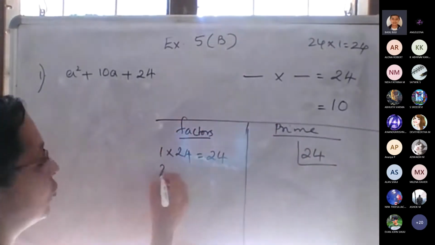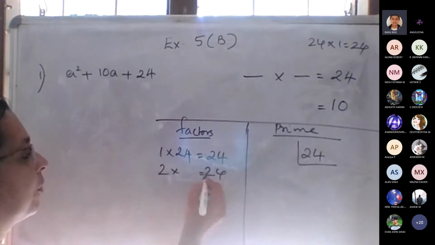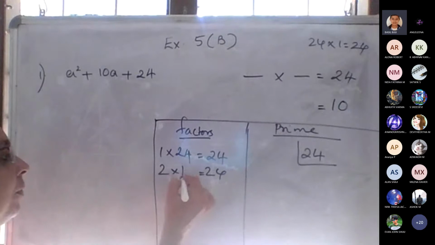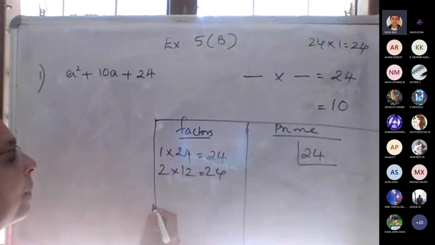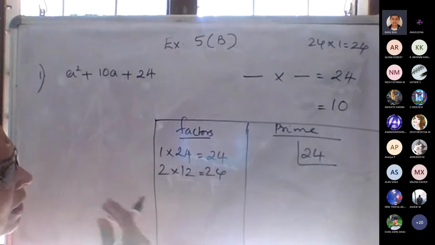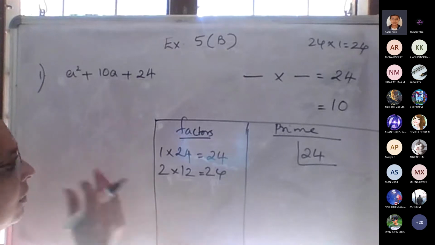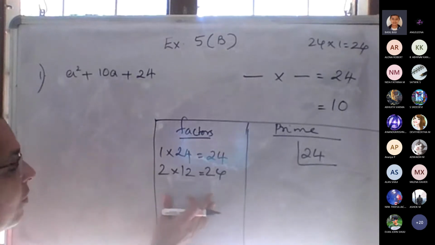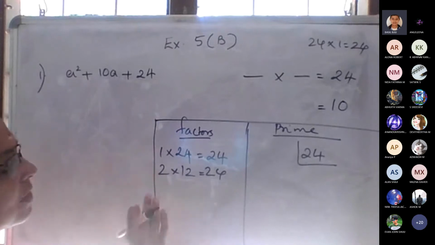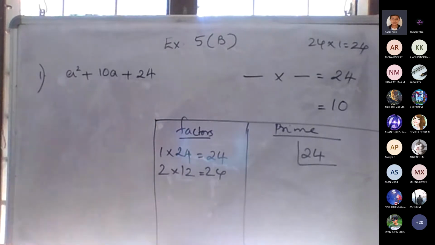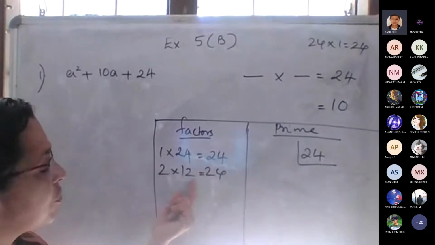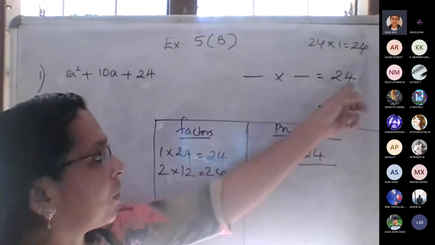Then 2 into 12 is 24. Then 3 into 8 is 24. Do we want to write it again and again? These are all the factors. While writing, just check whether we will get the answer or not. After that, you can stop. We don't want to find all the factors, we want the answer only. So just to check it, 2 and 12 are there. We need 10 and 24.